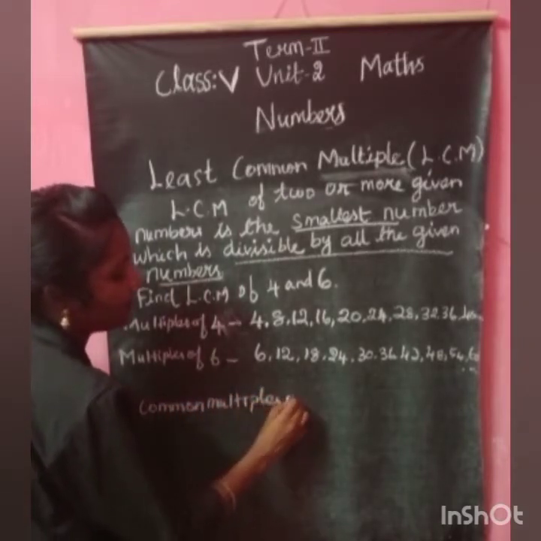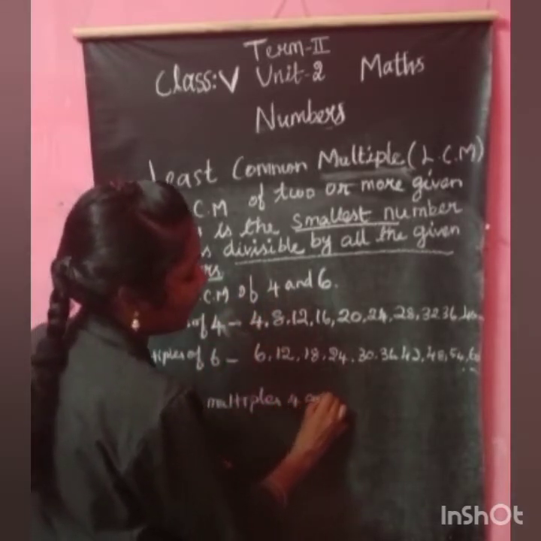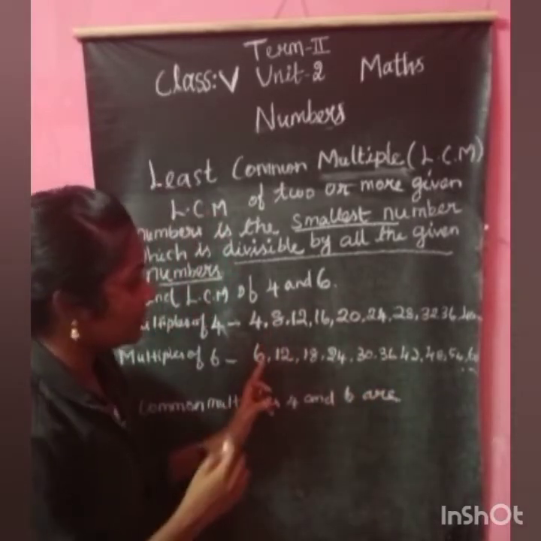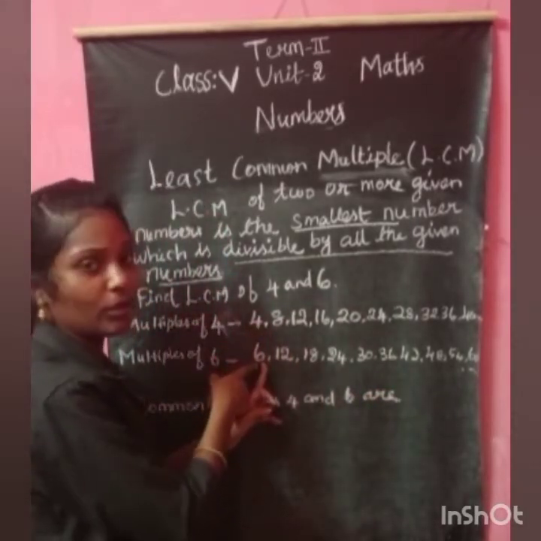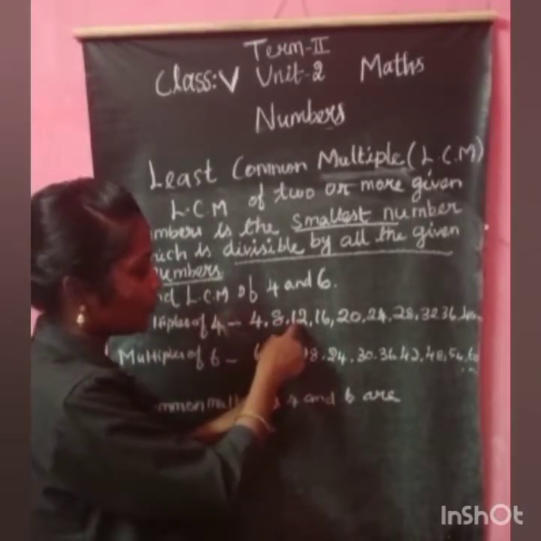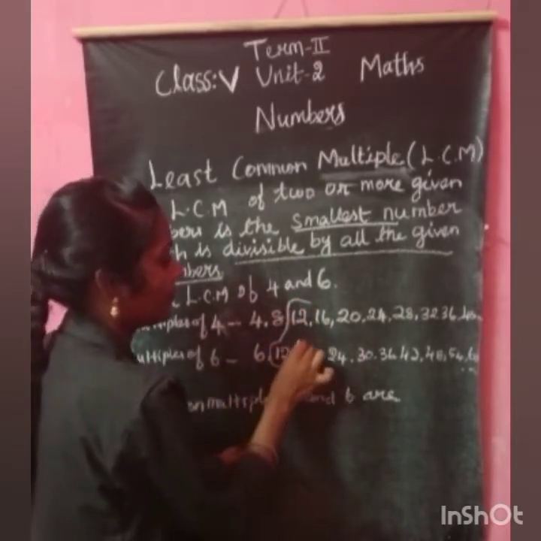Common multiples of 4 and 6. So which one is common? 4, here? No. Next 8, here? No. Next 12, 12 is common. So mark the 12.